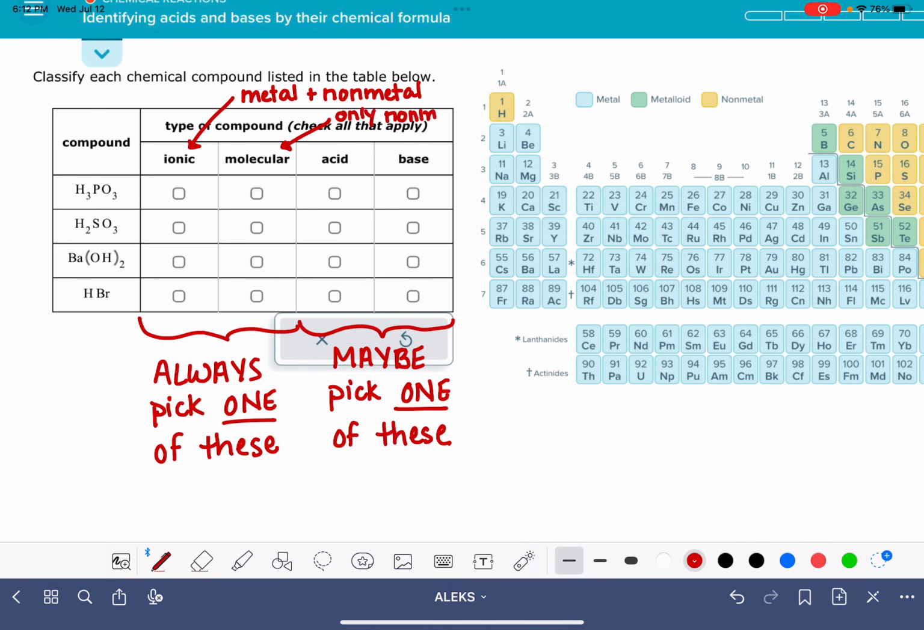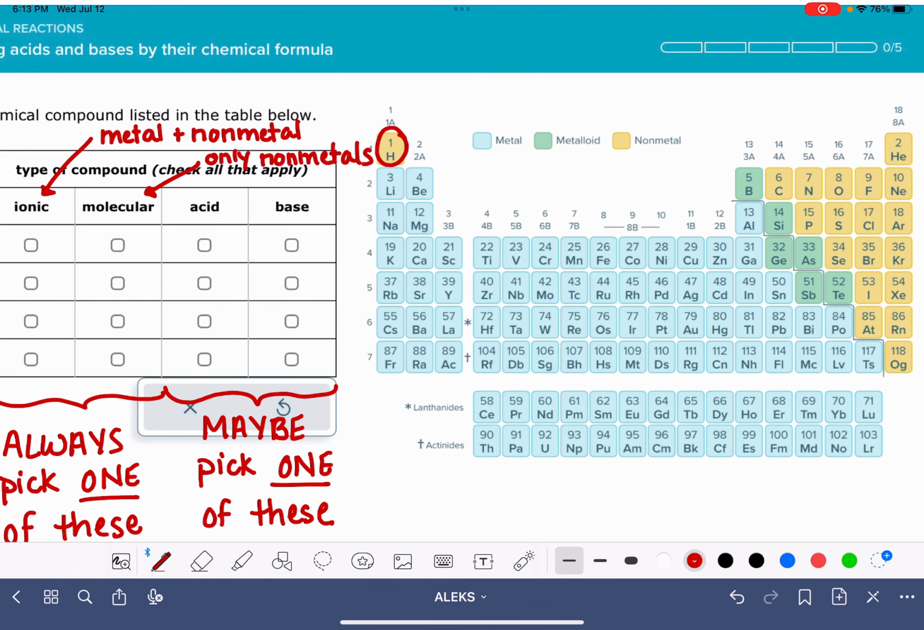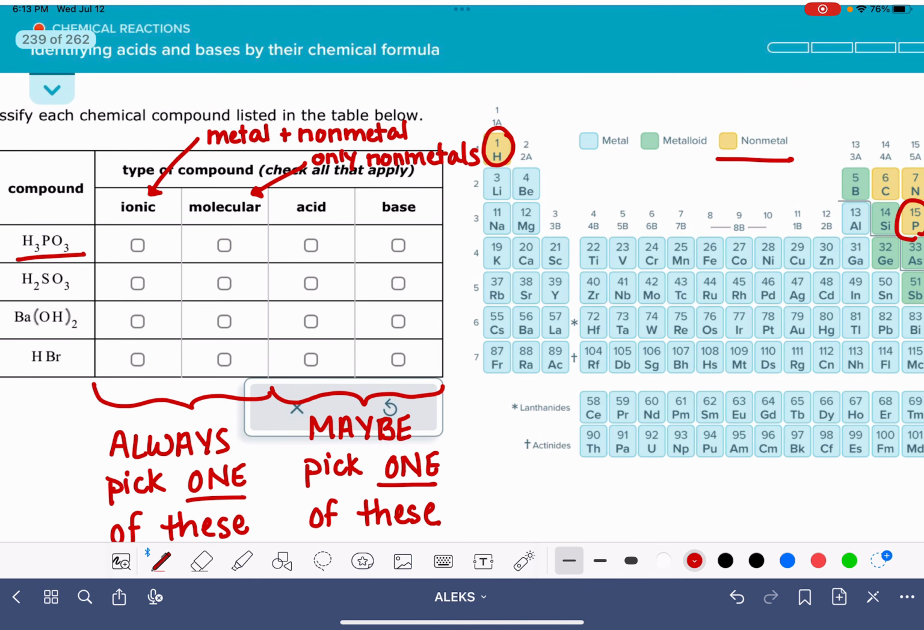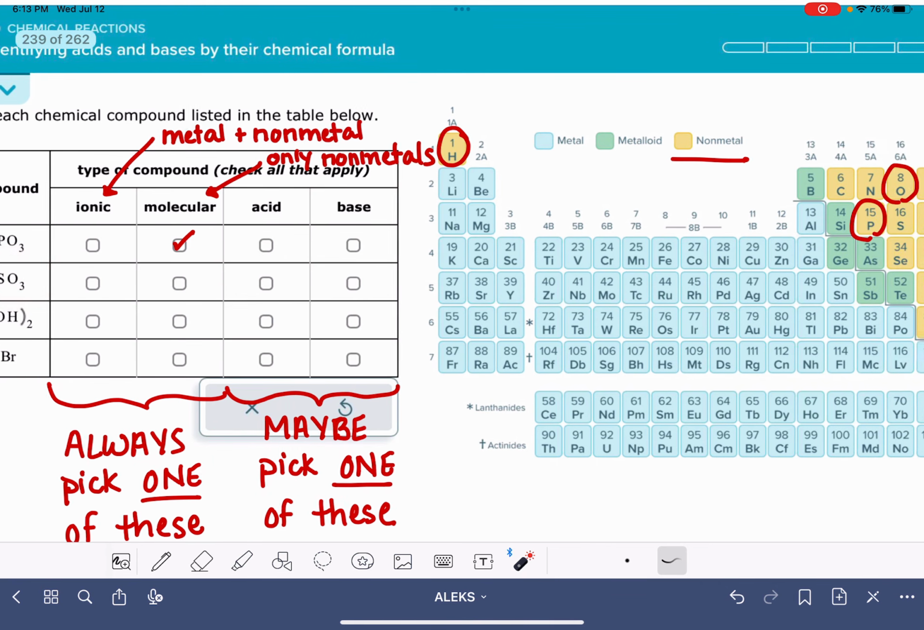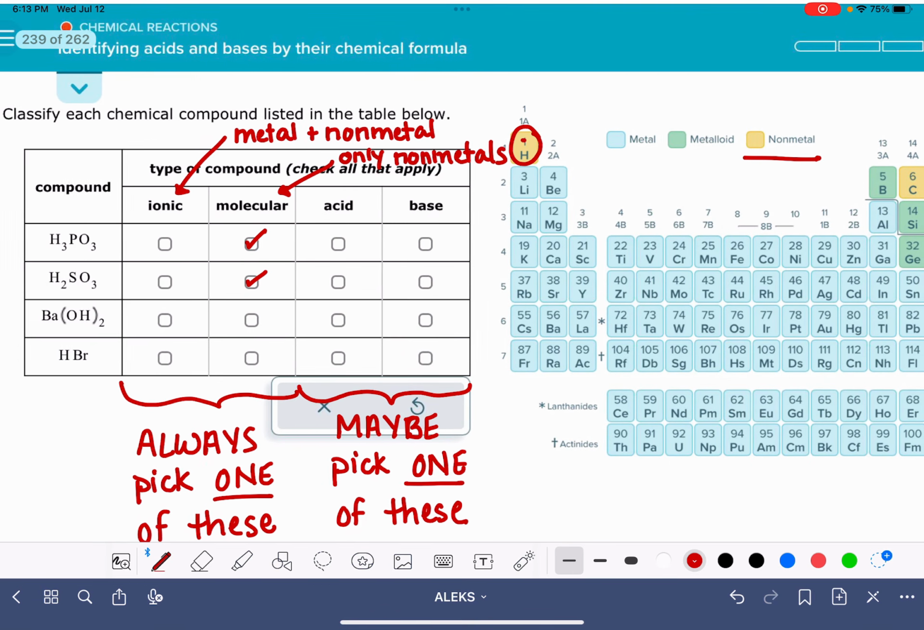So let's take a look at our first molecule. I have H3PO4. What we're going to do is find those atoms on the periodic table: hydrogen, phosphorus, and oxygen, all nonmetals. That means that this is molecular. I said H3PO4, but I see it's H3PO3. So it is molecular. We're going to come back to the acid-base definitions later. My next one that I have is H2SO4. I've already got the hydrogen circled. There is the sulfur. That one is also molecular. It is made up of only nonmetals.